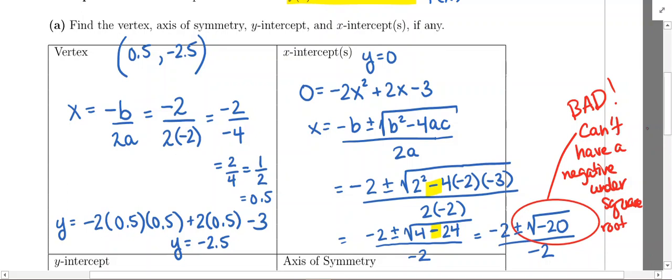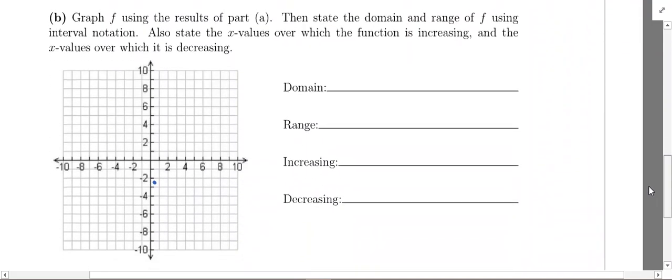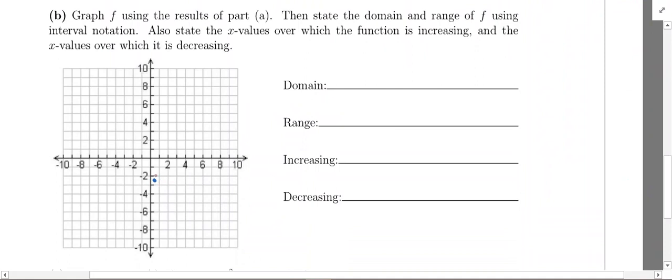Along the way, we ran into a big error. You can't take the square root of a negative number. So since we ran into a problem, this means there are no x-intercepts. The parabola will not intersect the x-axis at all. So going back to our picture, all we have is the vertex.